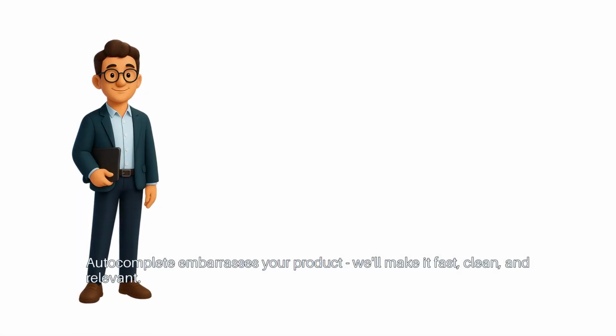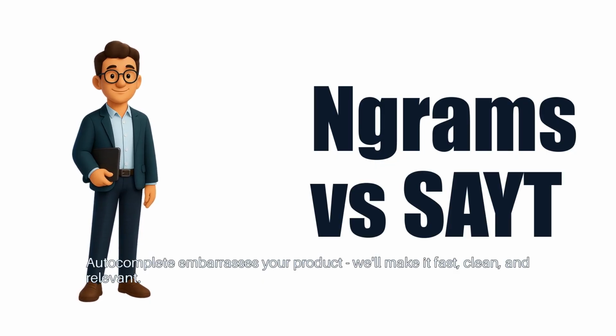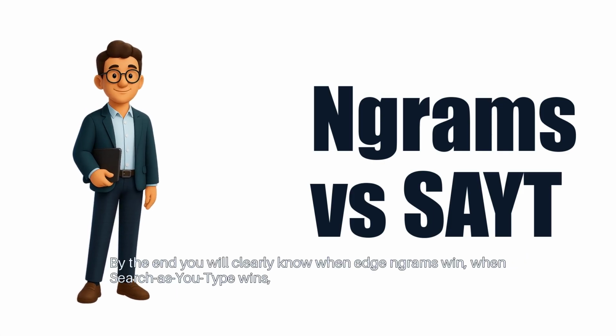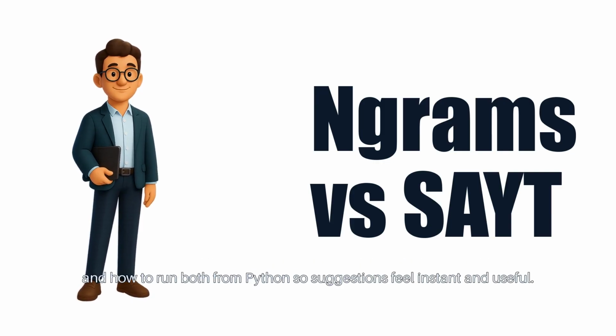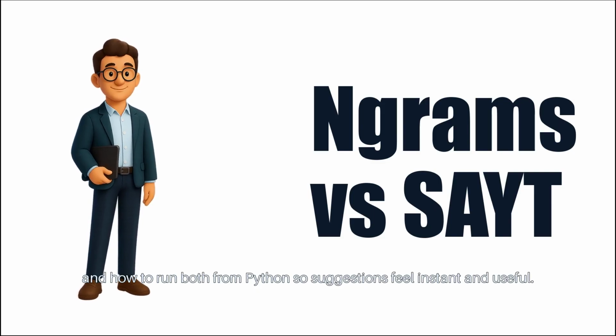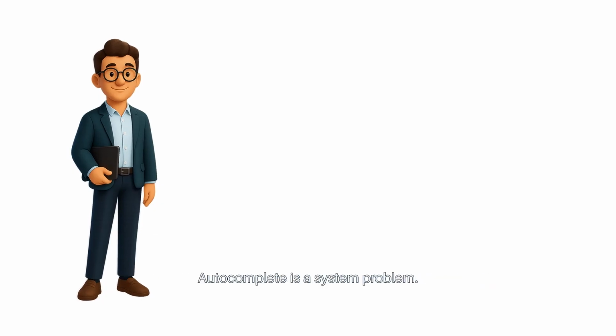Autocomplete embarrasses your product. We'll make it fast, clean, and relevant. By the end, you will clearly know when Edge Ngrams win, when Search as You Type wins, and how to run both from Python so suggestions feel instant and useful. I'm Professor Pi, teaching Search and IR with simple Python.